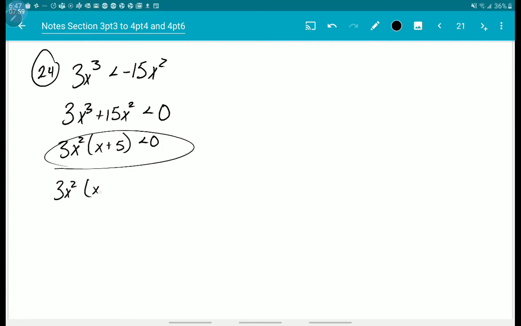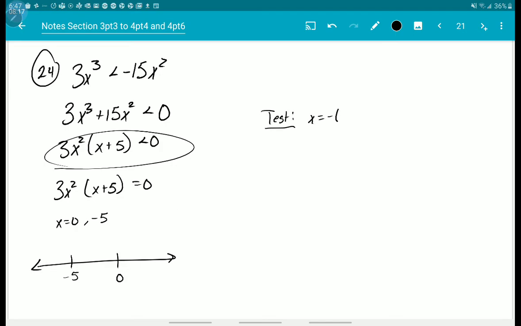Now, we need to find those boundary points, those x-intercepts. So we're going to get 0. Notice the multiplicity there is 2. And we're going to get negative 5. Those have to go on a sign chart. So let's test some numbers. If we plug in a negative 6, we're going to have 3 times a negative 6 squared times negative 6 plus 5. So that's 3 times 36 times a negative 1. That's going to give us a negative number, so we're going to have a negative there.